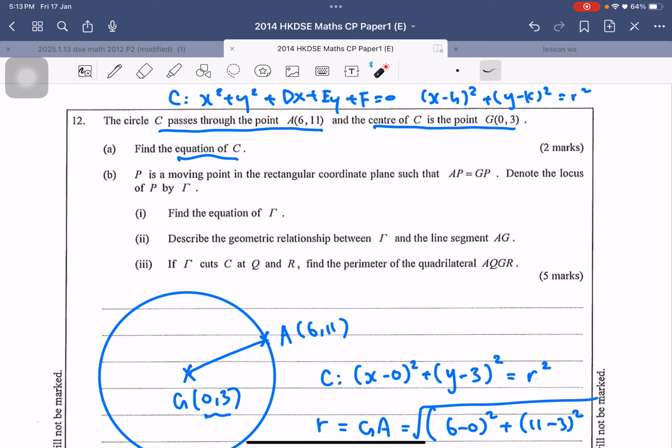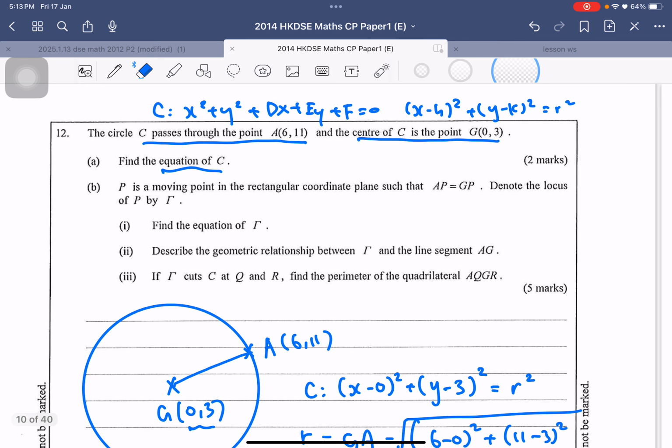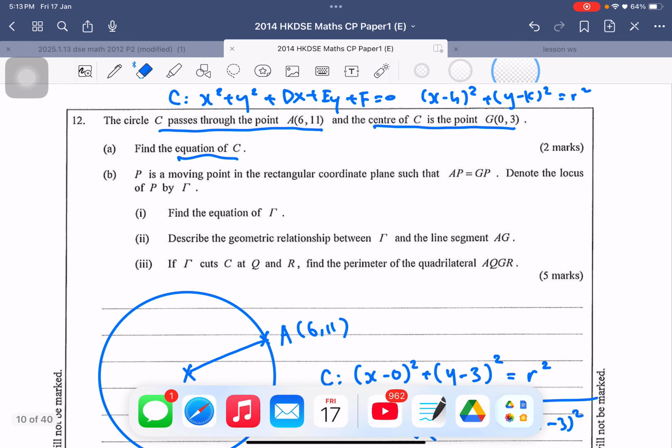I remember this. Don't think I don't remember what I taught. For every single question I taught, I remember. If P is a moving point such that the distance between P and the point is equal, then the locus is actually a straight line. I taught you, huh? And it's not only a straight line, it's also the perpendicular bisector.